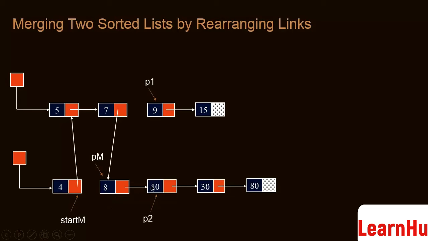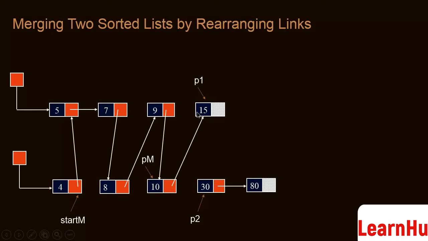Now we compare info of these two nodes. This one is smaller. So Pm link should refer to this node. Next we move Pm forward and we move P1 forward. Now we compare these two nodes. This one is smaller. So Pm link should refer to this node and we move Pm forward and P2 forward. Next we compare info of these two nodes. This one is smaller. So Pm link should refer to this node. Next we move Pm forward and P1 forward.